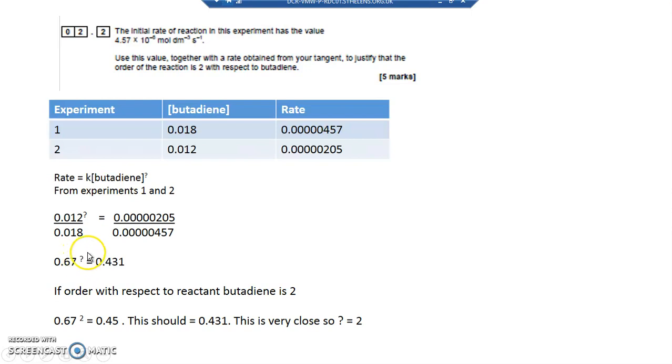Now, the order with respect to any one of these chemicals in a rate equation is either a 0, a 1, or a 2. If it's a 0, it should equal 1. Well, it doesn't equal 1. If it's a 1, 0.67 equals itself. Well, it doesn't. So let's try a 2. 0.67 squared is 0.45. That's very, very close to 0.431. And so for an experiment, we're going to go with a 2. That's quite close, really, considering that we've hand-drawn a tangent.